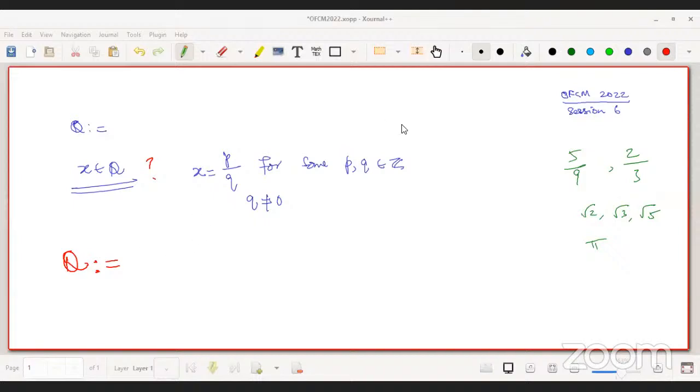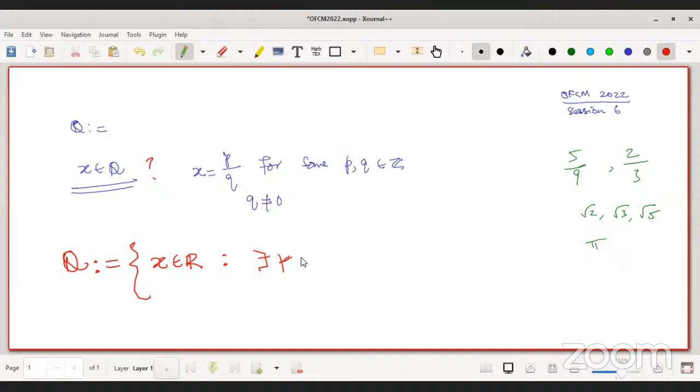So we shall collect the set of all real numbers satisfying some property. What kind of real numbers have you already mentioned? Can one of you suggest further, Devashree? What should I write next? There exist P and Q belonging to Z. There exists P and Q, P and Q belongs to Z.